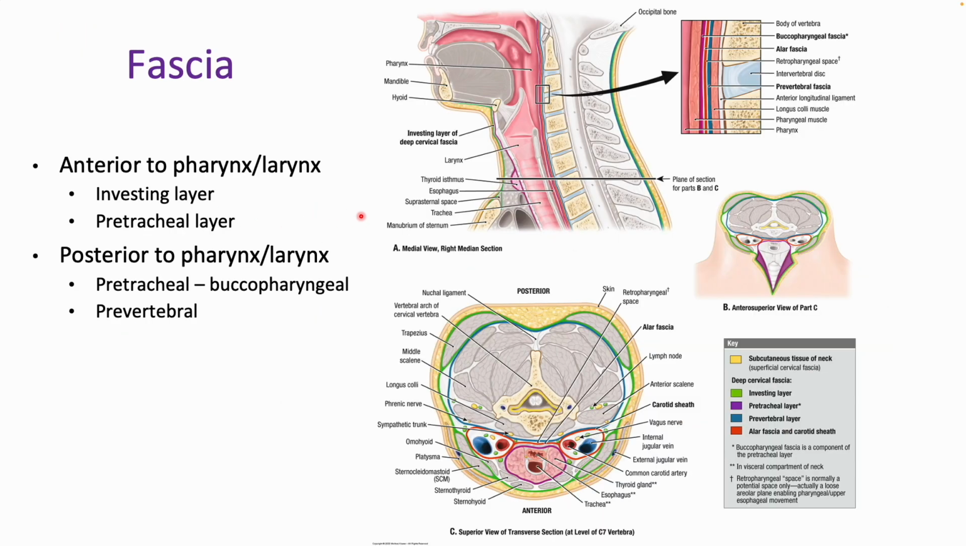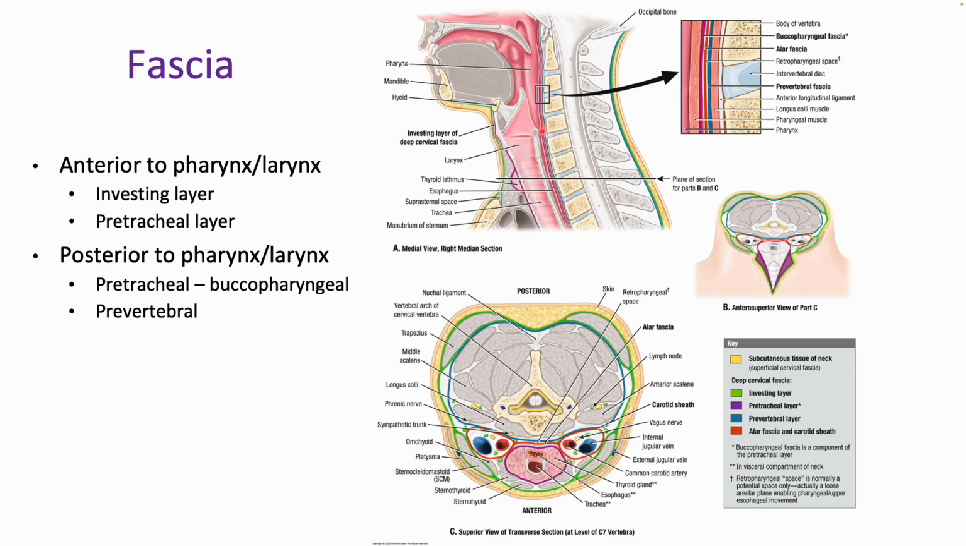Next, let's do a quick recap on fascia of the neck, because these run down through the neck. Anterior to the pharynx and larynx, which are right here in your throat region, we're going to have the investing layer, which remember was the really superficial green layer here. And then we also have the pretracheal layer, the purple layer here, which is pre to your trachea, before your trachea, running down your neck.